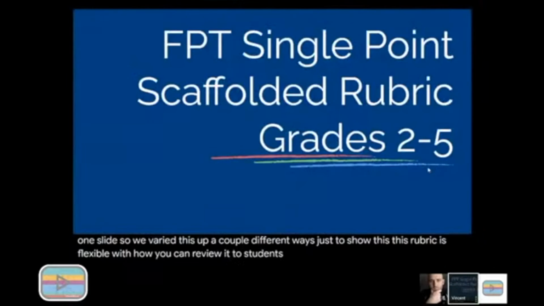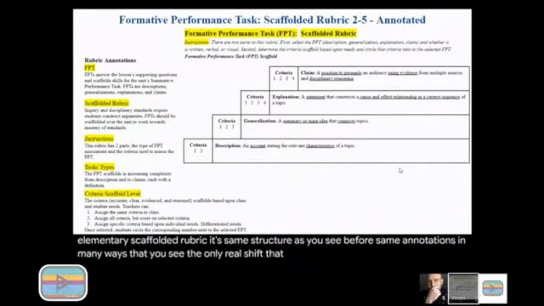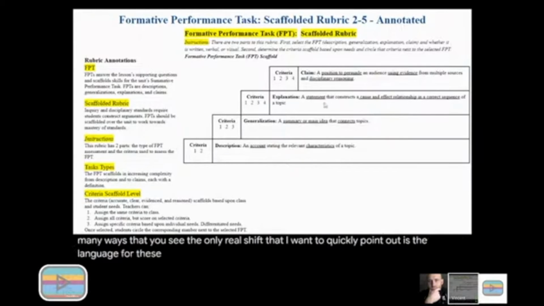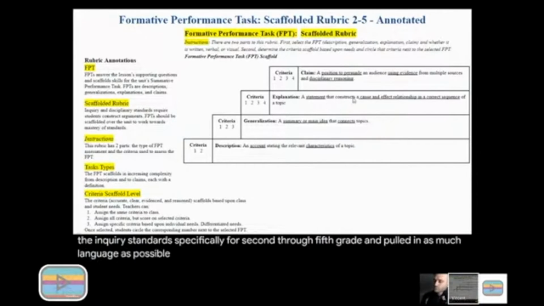We'd like to briefly talk about our elementary scaffold rubric. It's the same structure as you've seen before, same annotations in many ways. The only real shift that I want to quickly point out is that the language for these tasks actually does shift. Again, what we did for this is we looked at the inquiry standards specifically for 2nd through 5th grade and pulled in as much language as possible to align to the demands and ask of the standard.